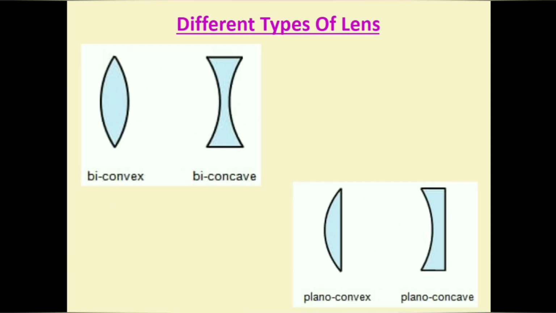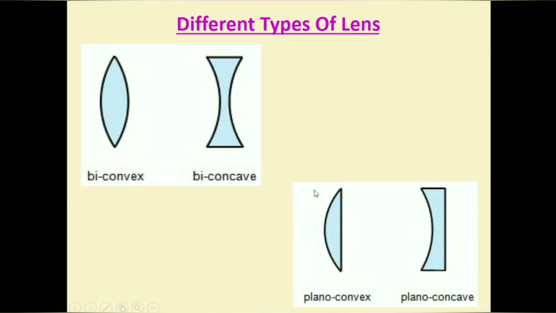So there are different types of lenses. So the first one is biconvex lens and this is biconcave lens. Observe the diagram. Biconvex, here the central part is thicker. In a biconcave lens, the center part is thinner. So this is the type of a lens. Biconvex, bi means two, convex. So here the central part is thicker.